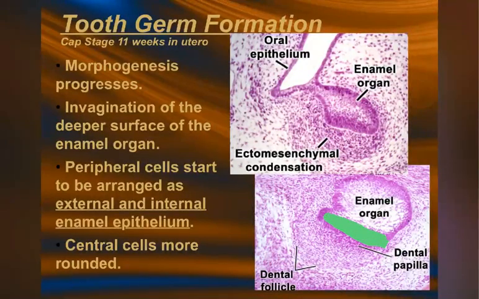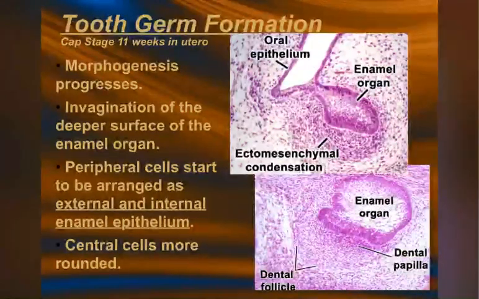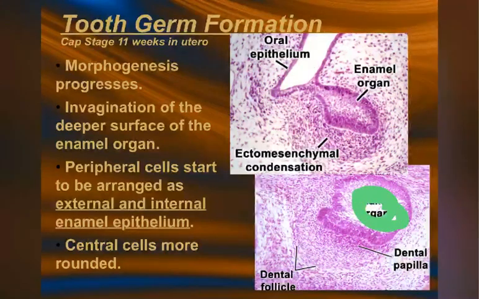This type is called internal enamel epithelium, or inner enamel epithelium, or internal dental enamel epithelium, or inner dental enamel epithelium. The epithelium here is called outer enamel epithelium, or external enamel epithelium, or external dental epithelium, or outer dental epithelium. Any of these names are okay. Central part epithelium is called stellate reticulum.